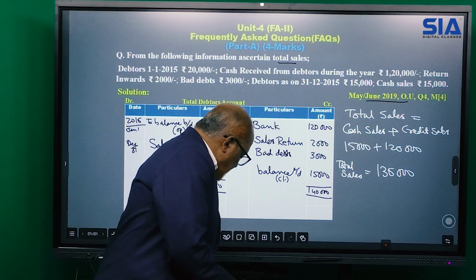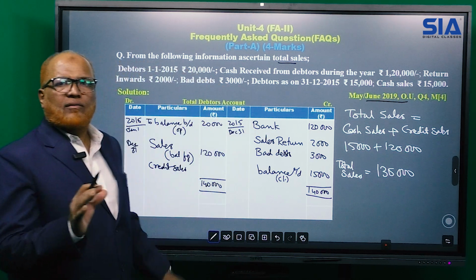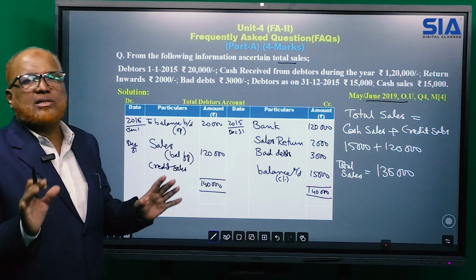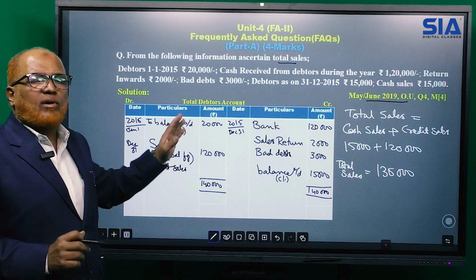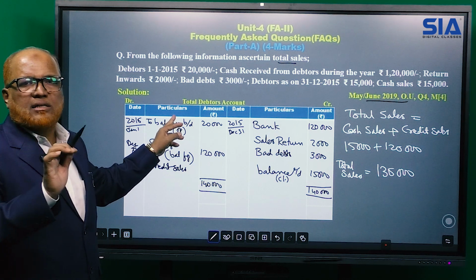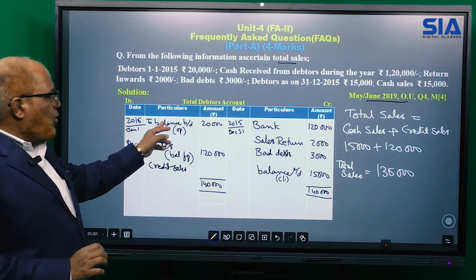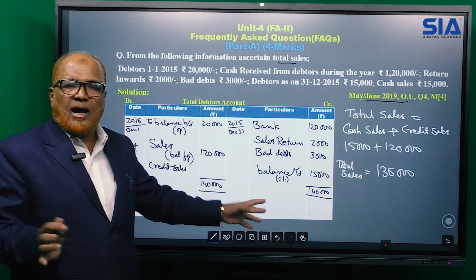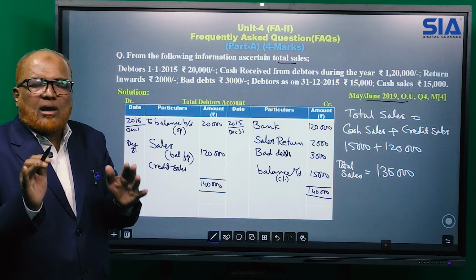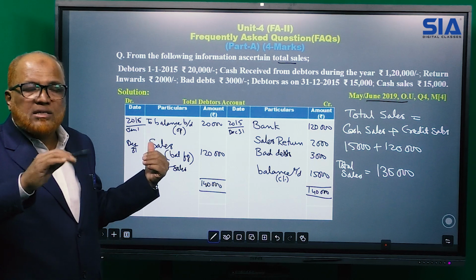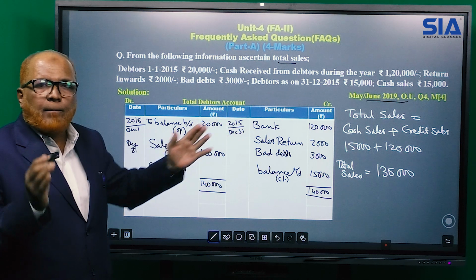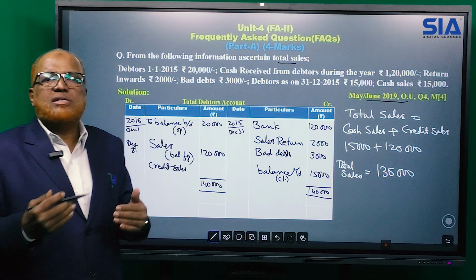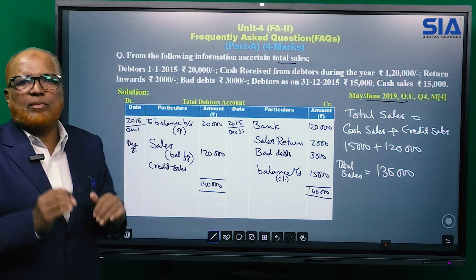So in this type of problem, first of all, we calculate the credit sales by making the total debtors account. Remember the points you have to remember. Opening balance should always be taken on the debit side because it's an asset. All assets show a debit balance. Where opening balance is taken on the debit side, closing balance you should take on the credit side. And apart from that, sales will always come on the debit side. Sales return, bad debts or losses, and any cash received from the debtors will be taken on the credit side.